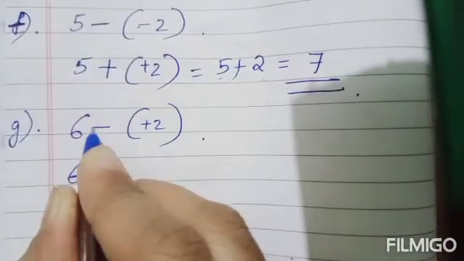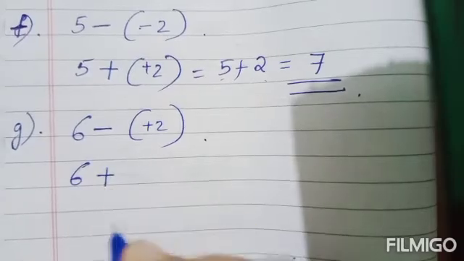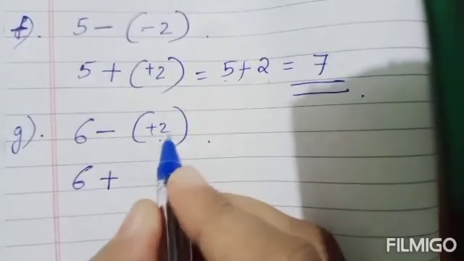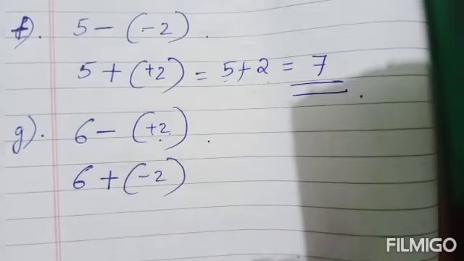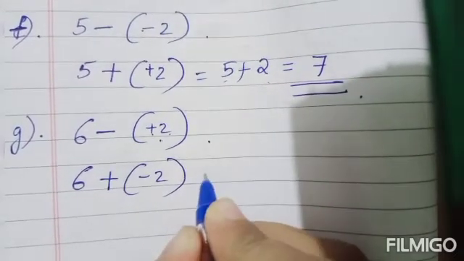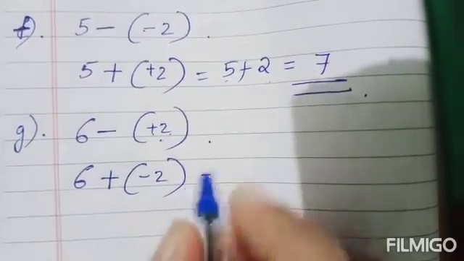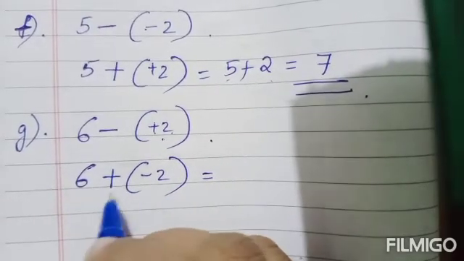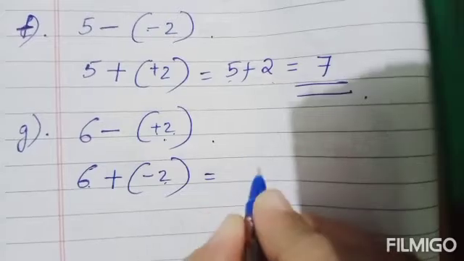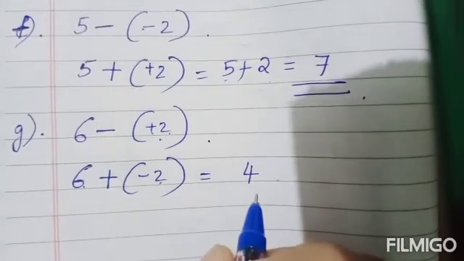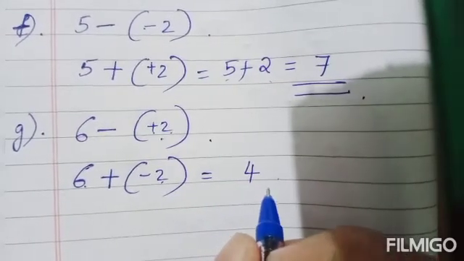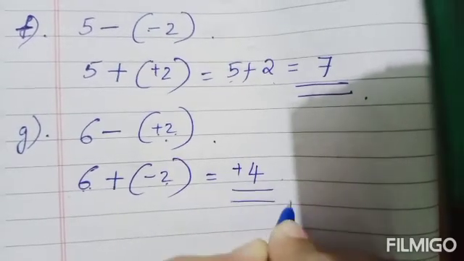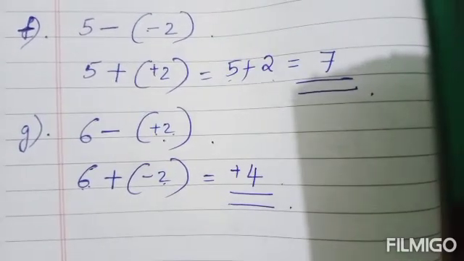First change the subtraction sign to plus sign, then change the sign of number to be subtracted. So plus 2 will become minus 2. Okay. Now addition of a positive integer and a negative integer. So what to do? First do the subtraction. 6 minus 2, it is 4. Now put the sign of greater number. Here greater number is 6, its sign is plus. So plus 4 will be the answer.